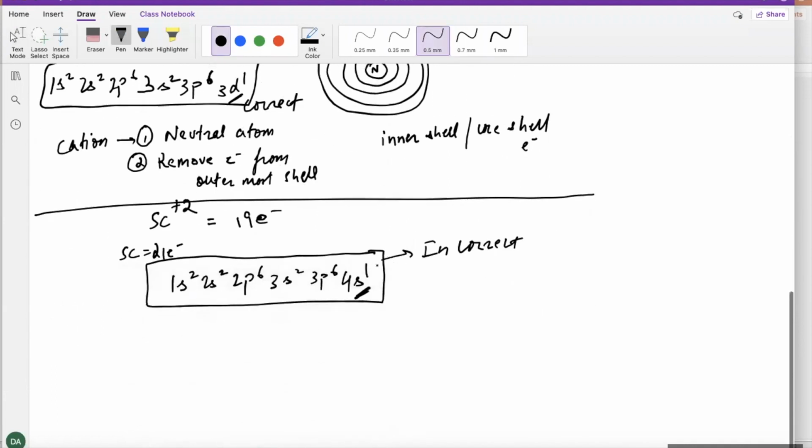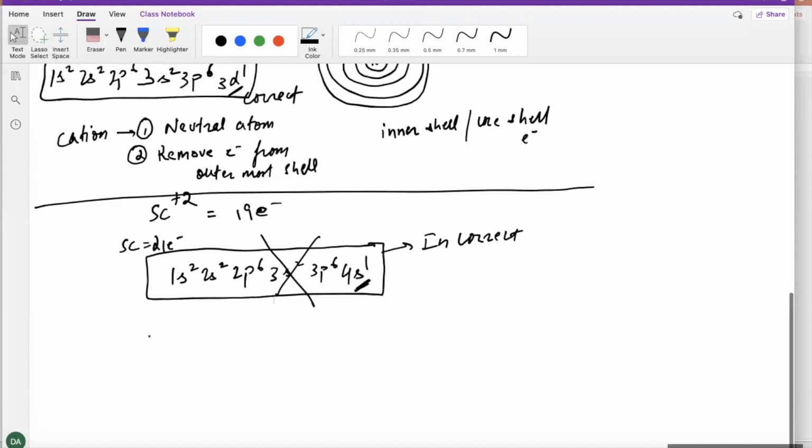The incorrect way is when you simply write scandium plus 2 and just do the math, where scandium is 21 electrons, so scandium plus 2 must be 19 electrons, and you start writing the electron configuration as it is. That is incorrect. And guys, this is a very common mistake on the exam. You're going to be seeing something very similar on the exam for sure. So make sure you understand this part, okay?